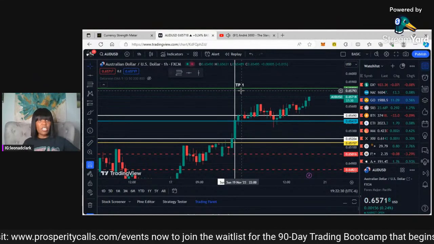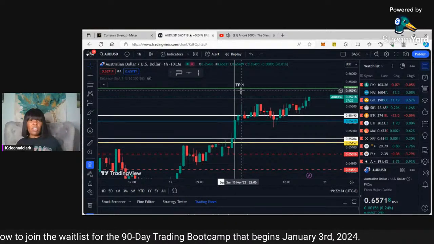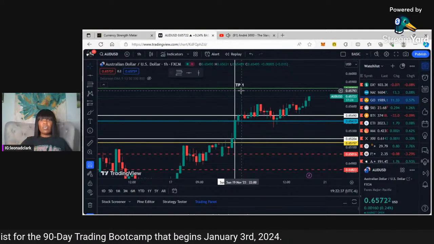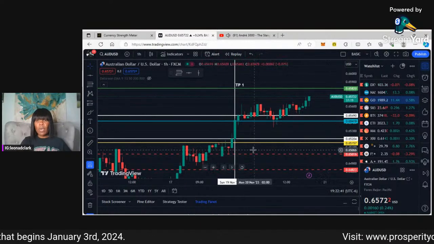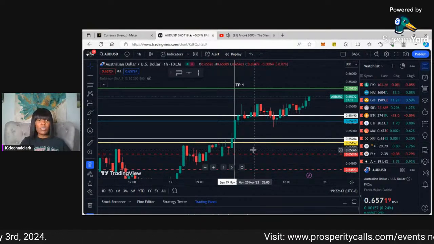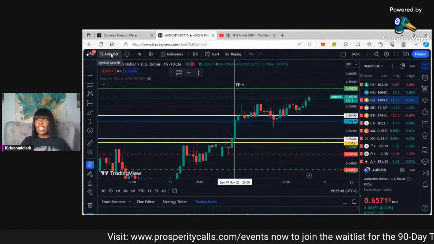As long as the strength for the US dollar stays down and stays low, then AUDUSD most definitely has the potential to hit this take profit point of 0.65820. All right, so now we're going to go to the next one, AUDCAD.